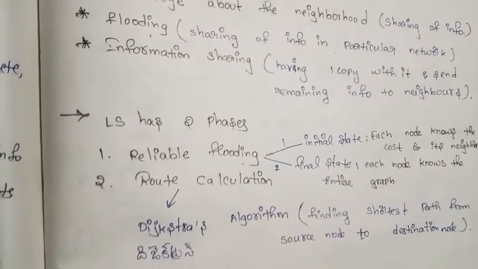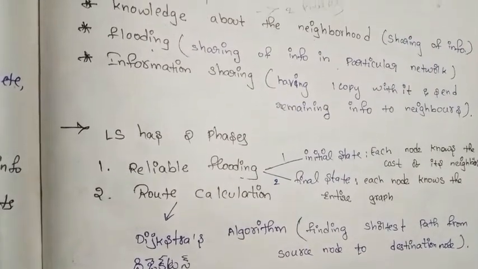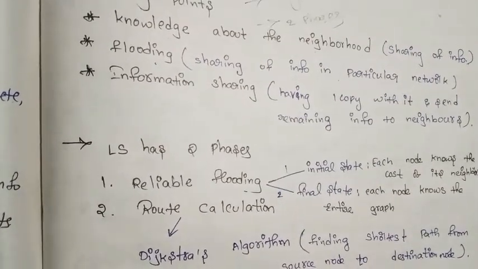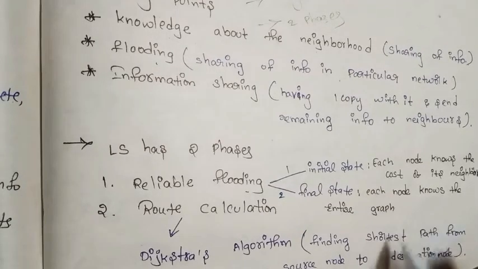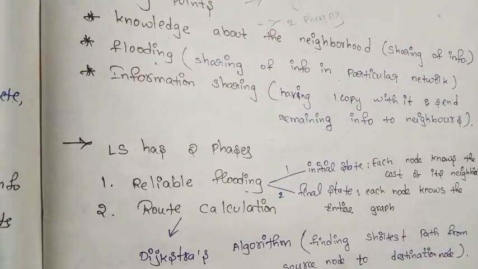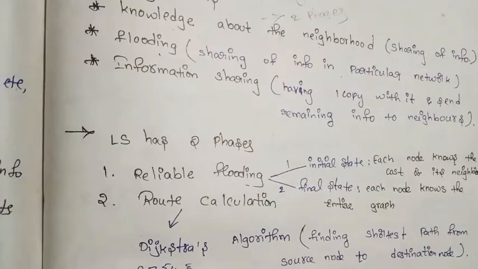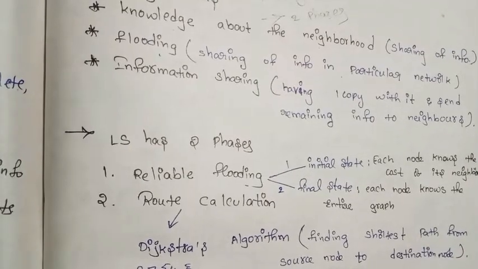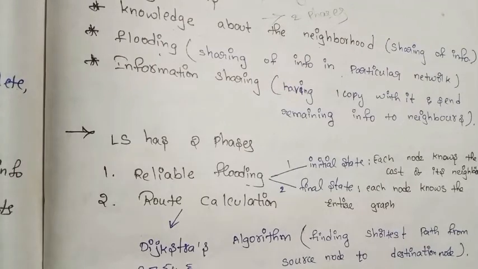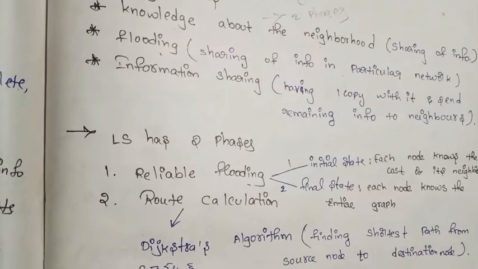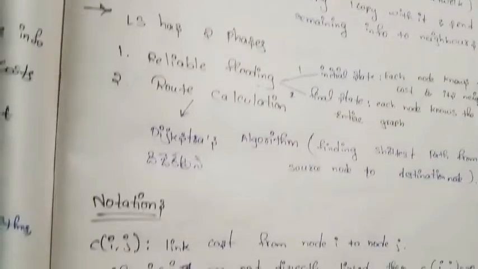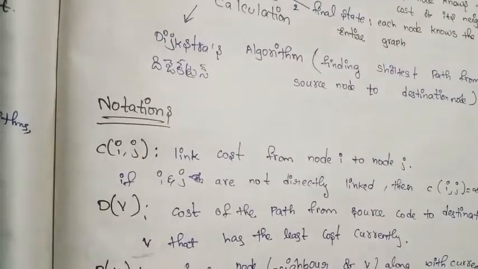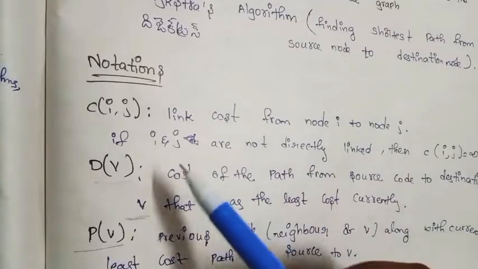And route calculation. Route calculation means Dijkstra's algorithm. That means finding the shortest path from source to destination. That means establishing the shortest path from source to destination. These are the two phases. Now, before going to the example, let us see the notations. What are the notations we are using there? These are the notations, guys.